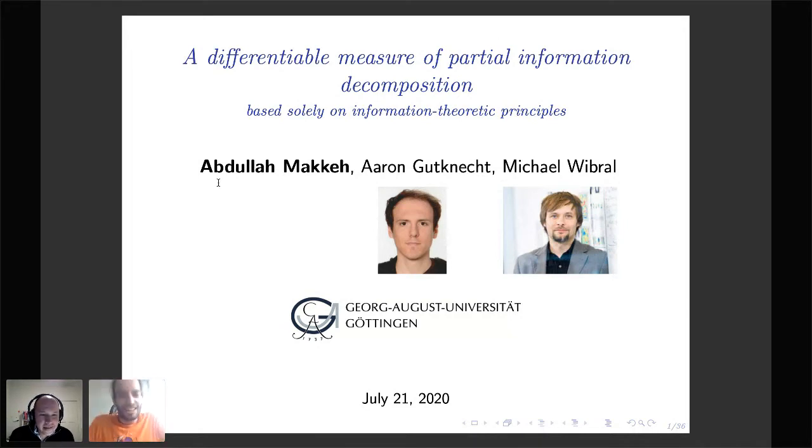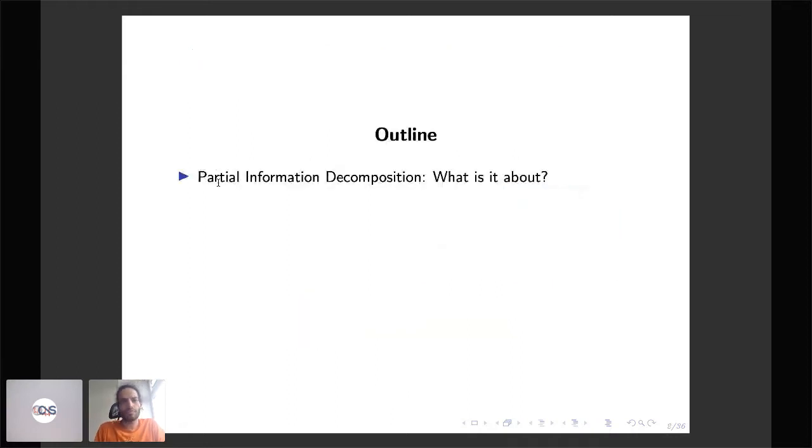Okay, thanks. So today I'm going to explain this differentiable measure of partial information decomposition, which is based solely on information theoretic principles. This work is joint work between me, Aaron Gutnicht, and Michael Vibral. I will start first by explaining what partial information decomposition is.